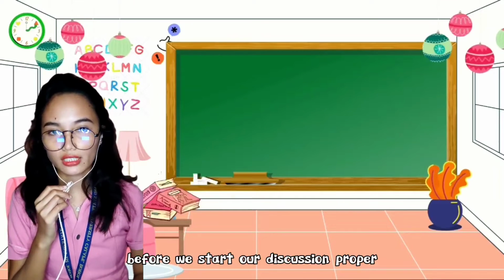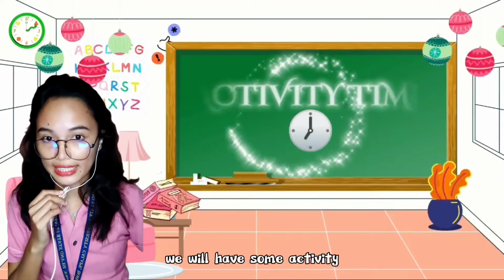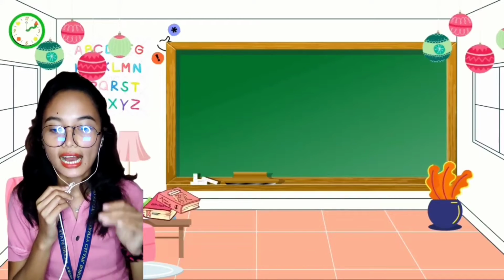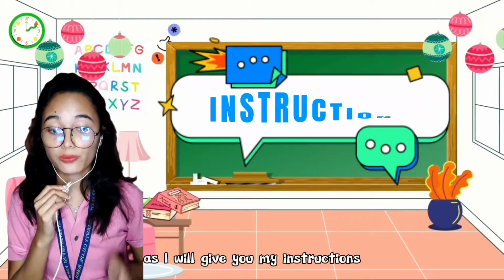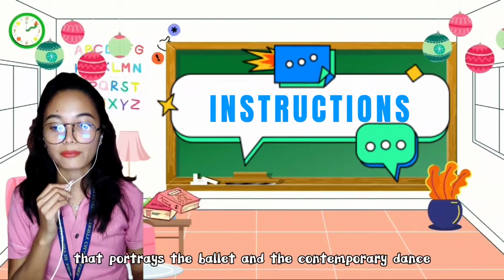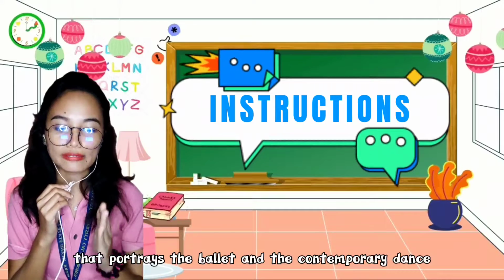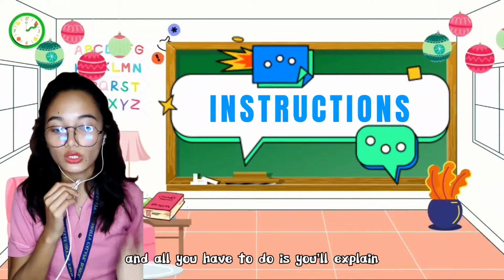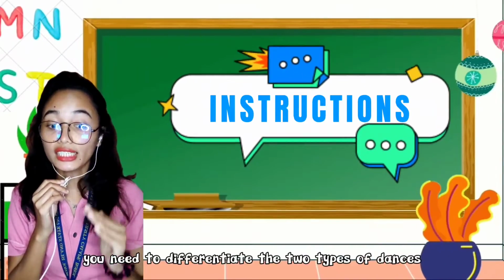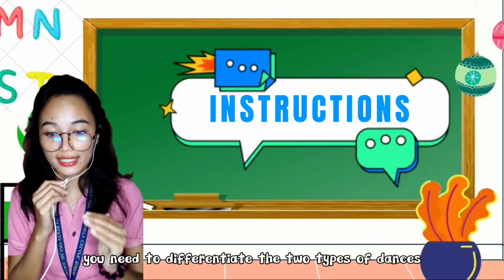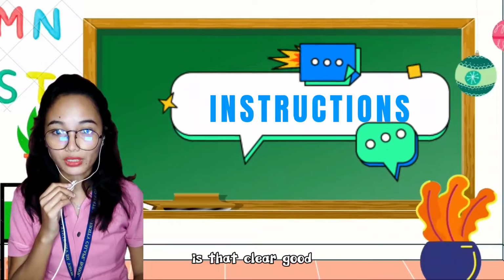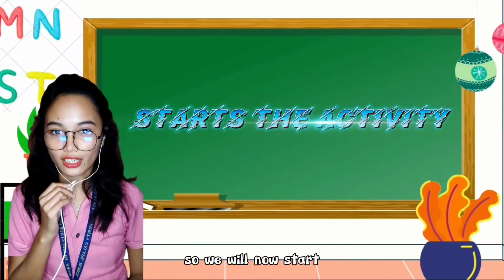So before we start our discussion proper, we will have some activity. Are you all ready? Good. So please listen carefully as I will give you my instructions prior to our activity. I will show here some pictures that portray the ballet and the contemporary dance. All you have to do is explain and describe what you have observed. And lastly, you need to differentiate the two types of dances, the ballet dance and the contemporary dance. Is that clear? Good. So we will now start.